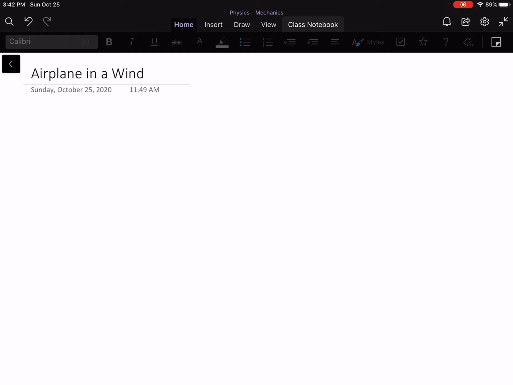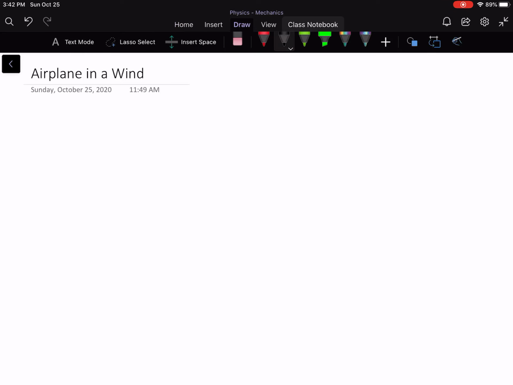Okay, so here we have an airplane in a crosswind, and the question is stated as such. The airplane's instruments indicate that its velocity relative to the air is 60 meters per second at 90 degrees. So in our usual coordinate system, that vector would look something like this. We'll call that the velocity of the plane relative to the air, V sub PA, and it's at 90 degrees.